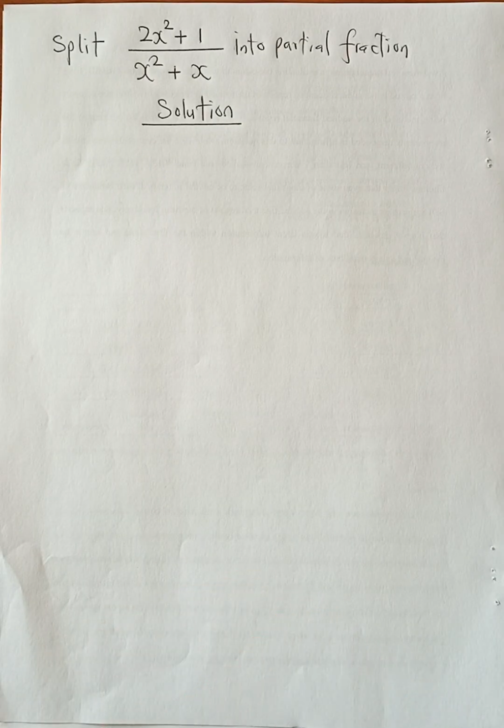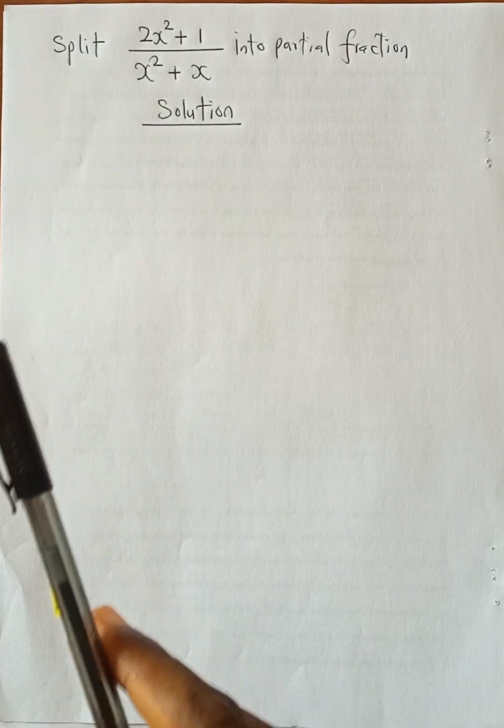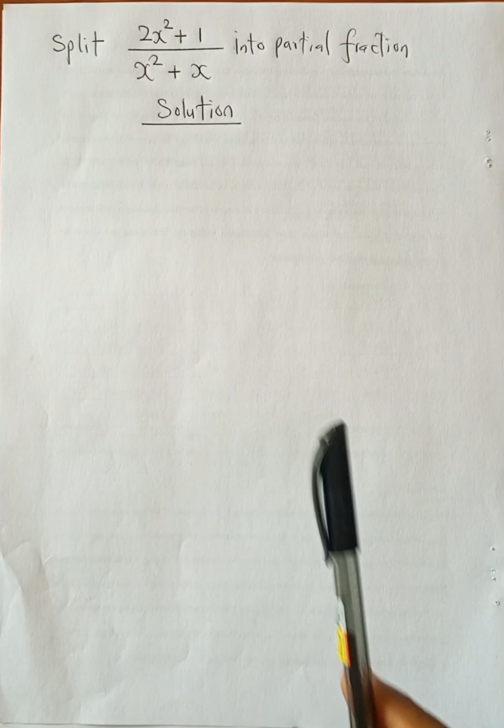So when you have an improper fraction, what do you do? Before you can split it into partial fraction, you have to first of all bring out the whole number part. It's just like the way you have 5 over 2. 5 divided by 2 will give you 2 whole number, 1 over 2. So that whole number part, we need to bring it out so that we can now split the other part into partial fraction.